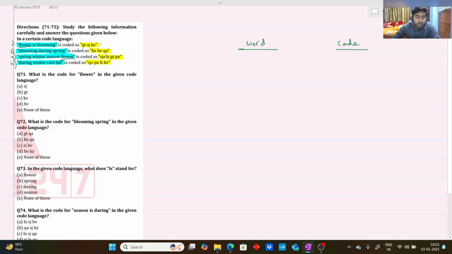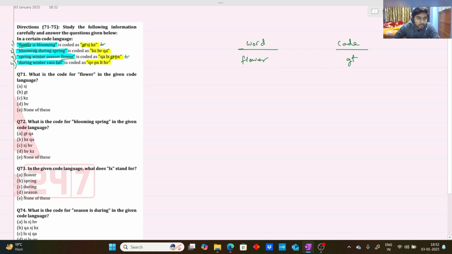That means the common code between the first code and the third code will be the code for flower. Make sense? Let's find out what is common between these two codes. I can see GT. GT is present over here also. That means flower is done and flower corresponds to GT.